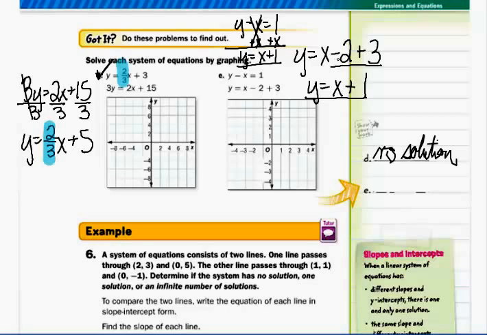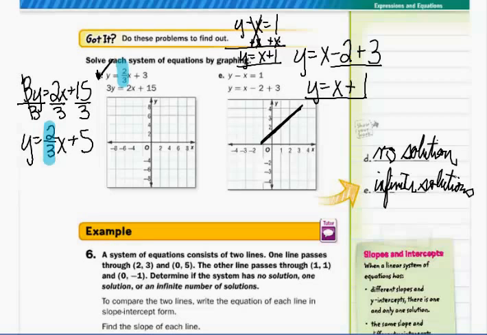Now, looking at this one, neither one of these are in slope-intercept form. So I took y equals x minus 2 plus 3 and just combined those right there and made it y equals x plus 1. This one, I just had to move the x over, so I added x to both sides. Y equals x plus 1. They are the same line. So if they are the same line, then they are going to be graphed one right onto the other. You would come back and graph the other one right on top of it. Infinite solutions.